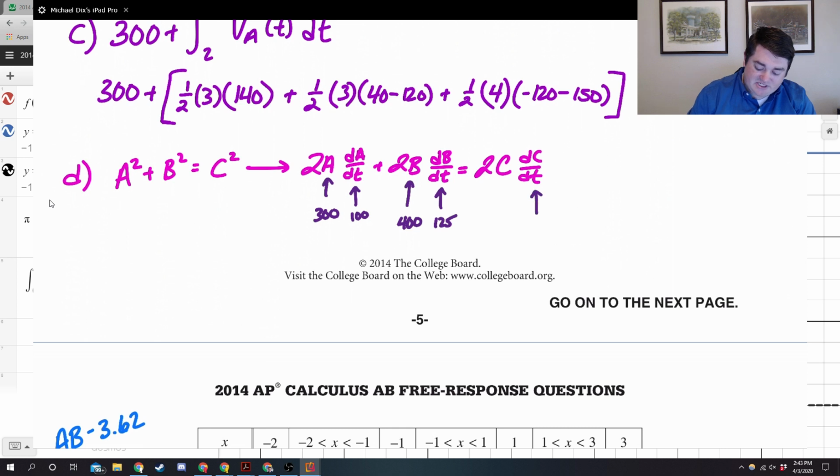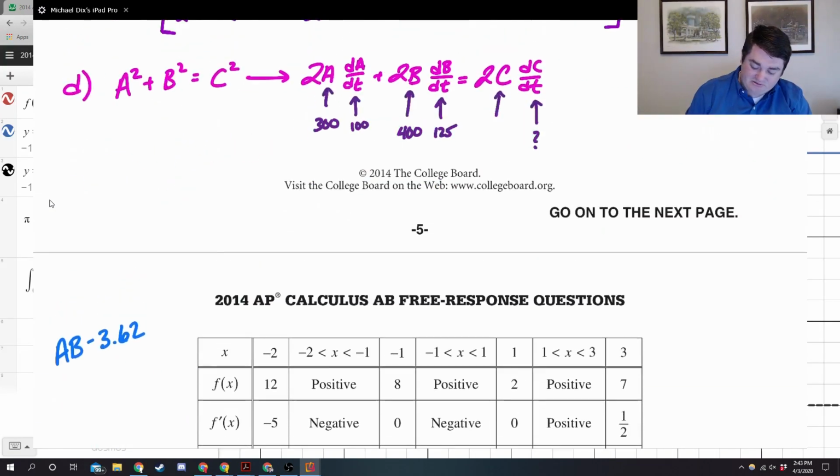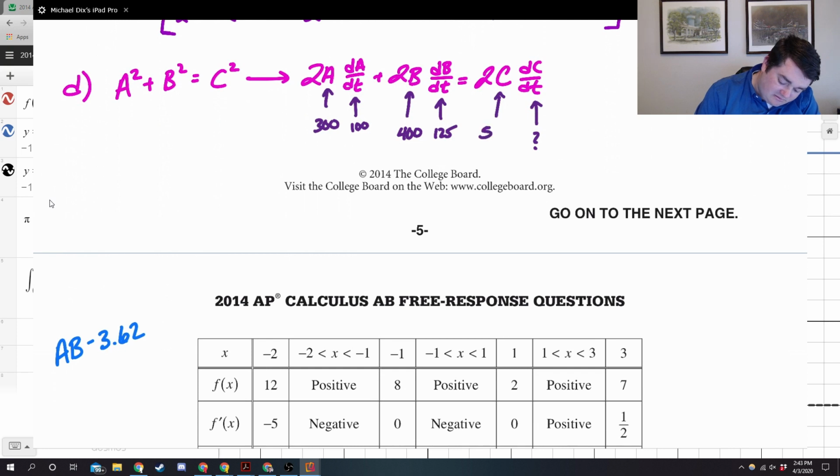How fast is the distance between them changing? That's the thing I don't know. That's what I'm hoping to solve for, which means I need a value for C, which again, we're going to think about our Pythagorean theorem. If train A's distance is 300 and train B's distance is 400, Pythagorean triples tell me that at that particular moment, the distance between them is 500 meters. So 500 can be plugged in right there.